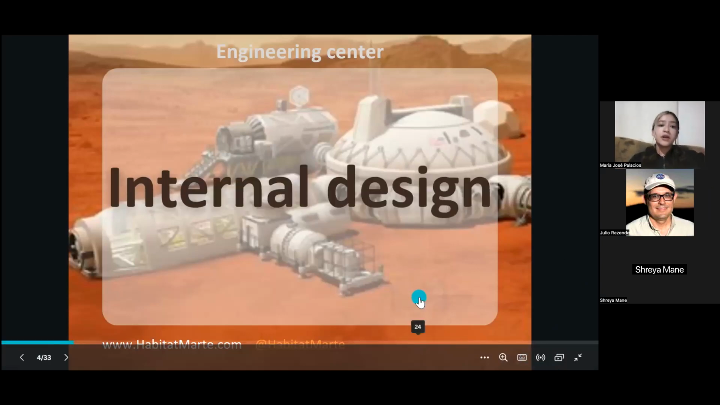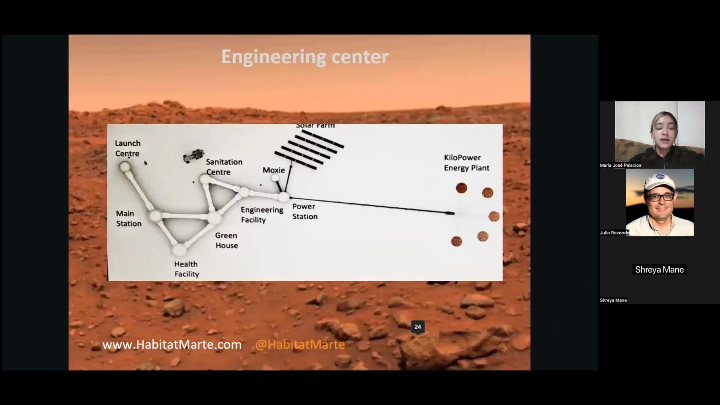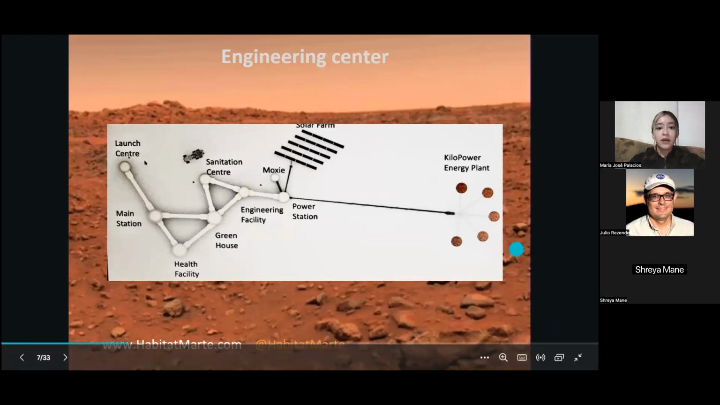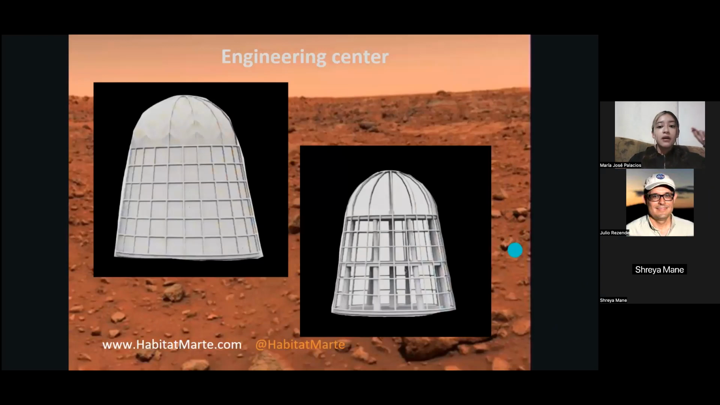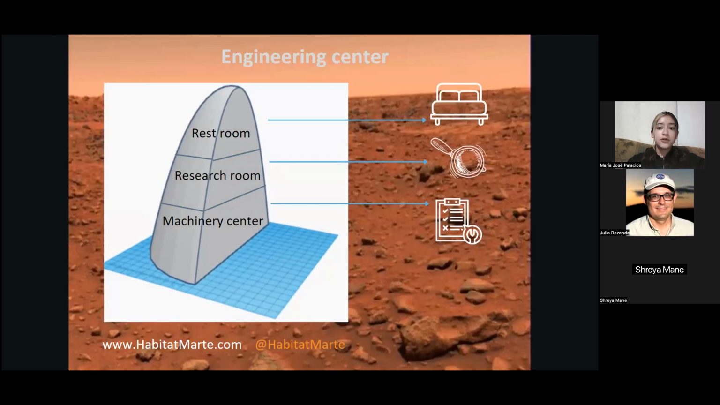First, we're going to talk about the internal design. As you can see, here is our habitat, but especially we're going to talk about the engineering center. The design that we have is that the habitat has 3 floors. Okay, here we have the 3 floors of the engineering center. First, I want to say that it is my own design. I did it on a platform called Tinkercad.